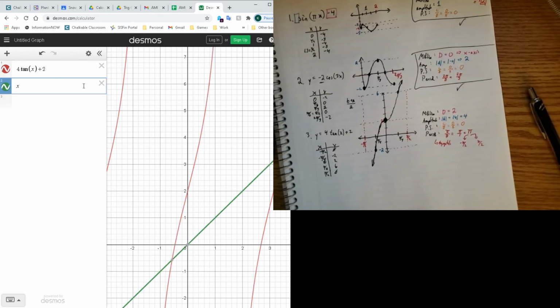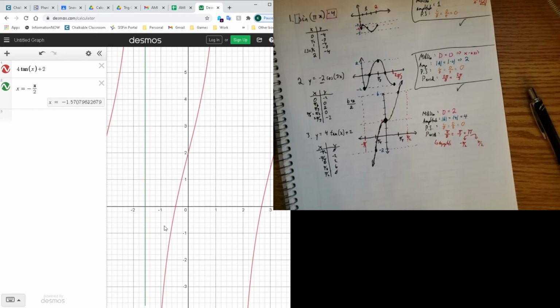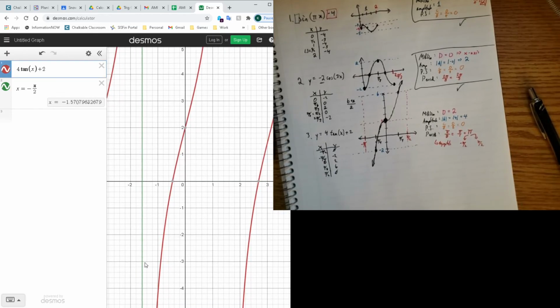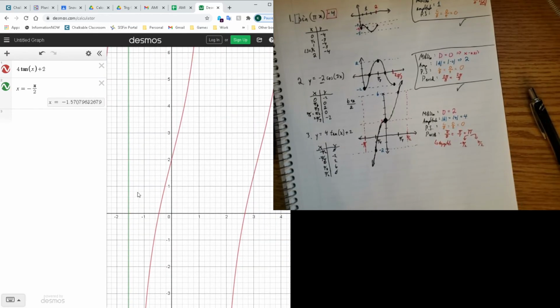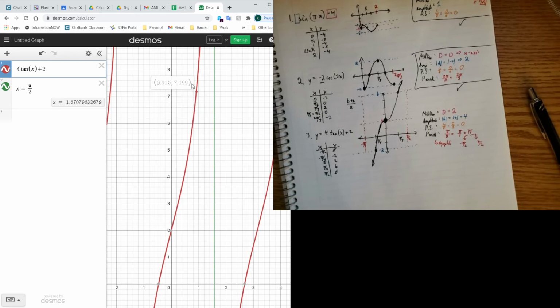At negative pi over 2, I should have an asymptote. So type in negative pi over 2. And I can clearly see that this function, this red line here, is approaching the green line, but never quite getting there. At positive pi over 2, I should have the same thing on the other side. Yep, looks like it. I'm approaching that green line, but not quite getting there.